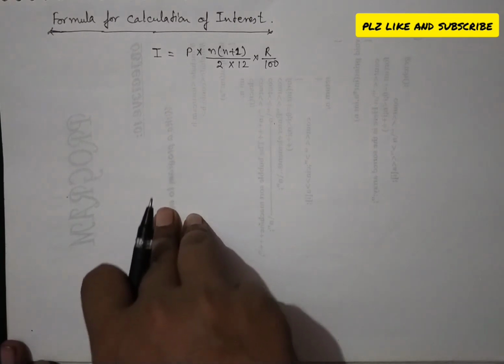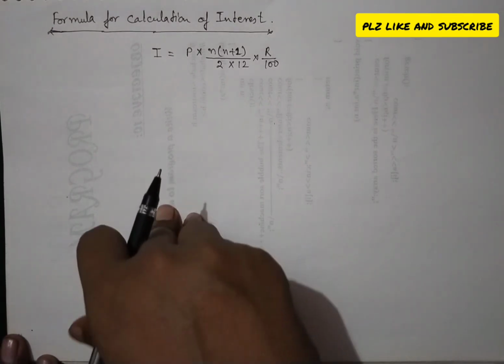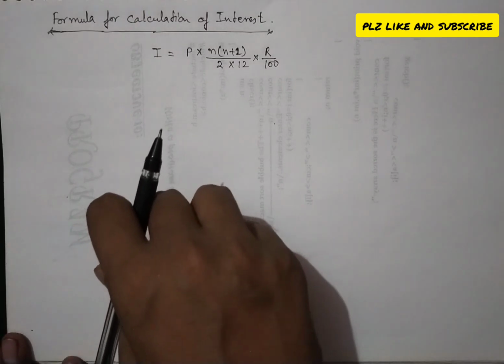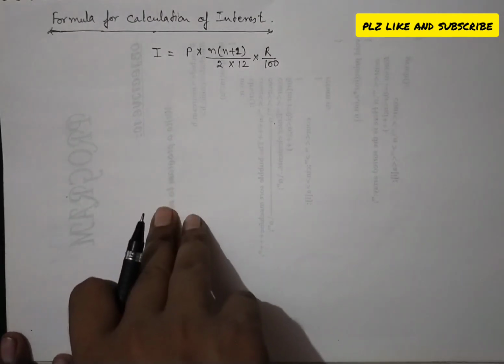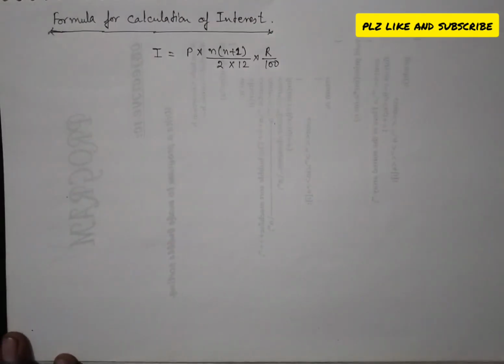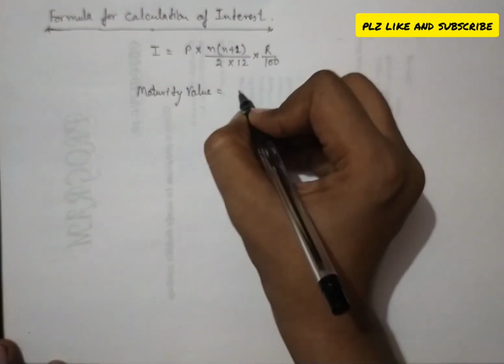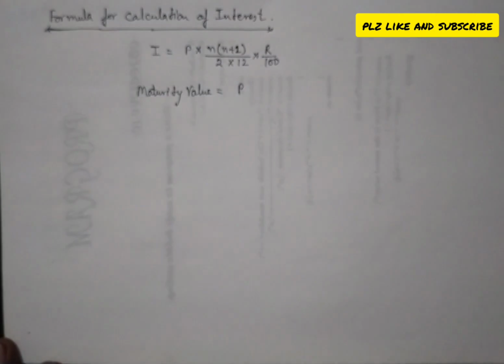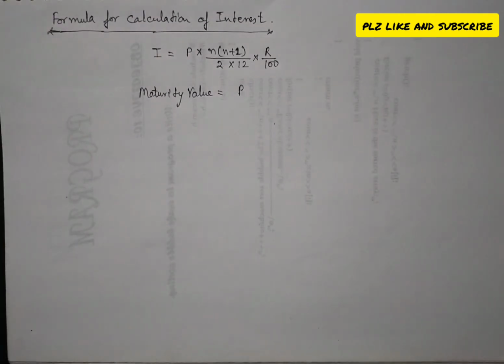Then the next one is the maturity value, what we get at the end of the certain period which we have decided. So the maturity value is P into n, the principal which we have deposited for n months, plus interest. Here we get the formula for the maturity value of our recurring deposit account.